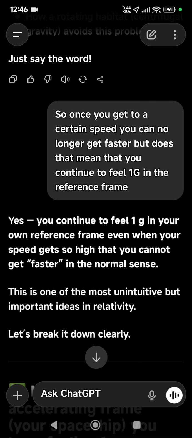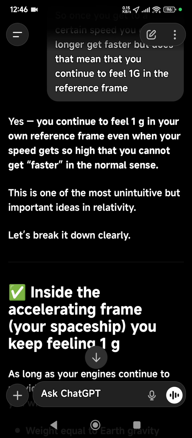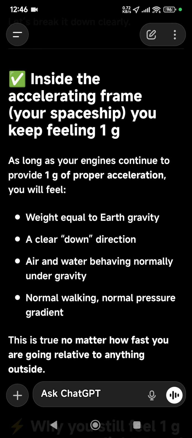So once you get to a certain speed, you can no longer get faster. But does that mean that you continue to feel 1g in the reference frame? Yes, you continue to feel 1g in your own reference frame, even when your speed gets so high that you cannot get faster in the normal sense. This is one of the most unintuitive but important ideas in relativity. Let's break it down clearly.